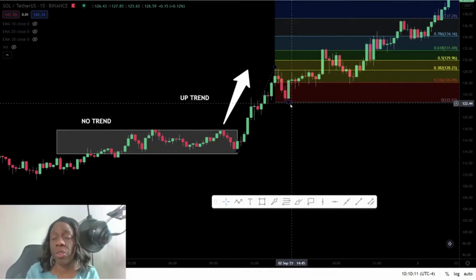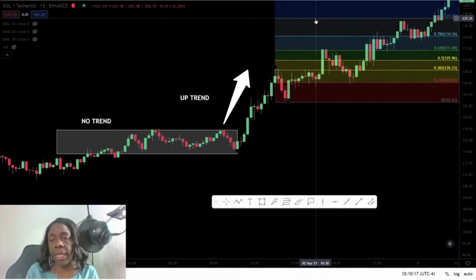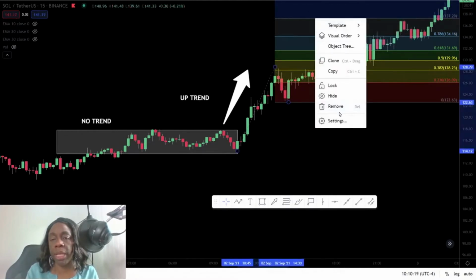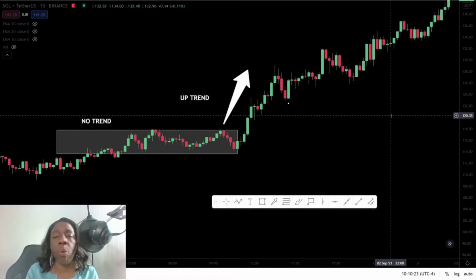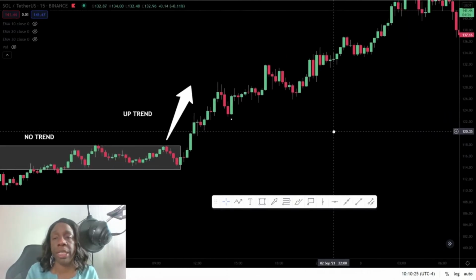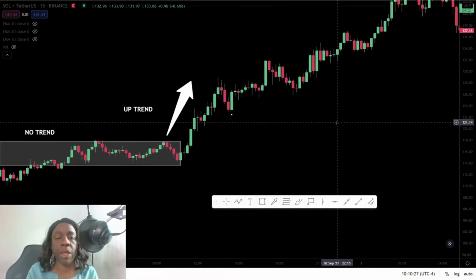So now I enter the trade. Now the way the Fibonacci extension works, I can get rid of this Fibonacci extension. Let's remove it, okay? Because it is now that I want to plot my Fibonacci extension.